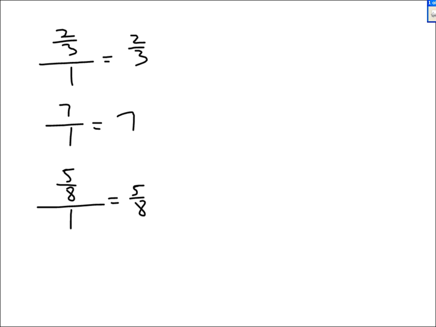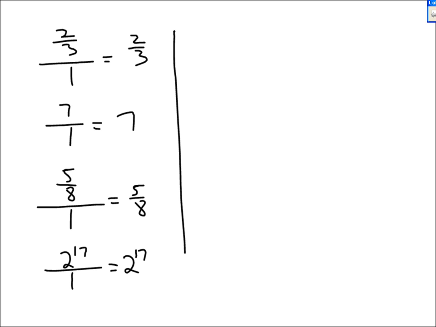If you have 2 to the 17th and you divide it by 1, you get back 2 to the 17th power, whatever that is. If you divide a number by 1, you get back that same number. Okay. Now, what would you multiply, say, 2 over 3 by to get back 1? The answer is 3 over 2.